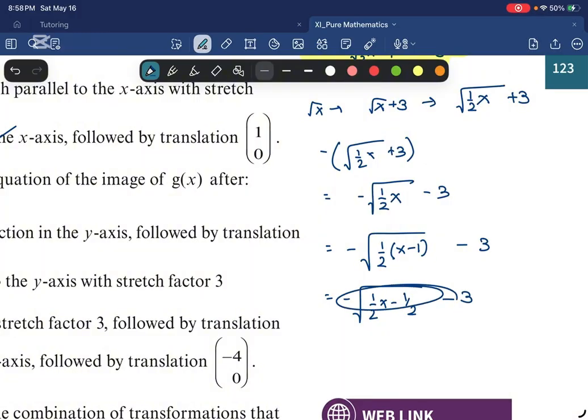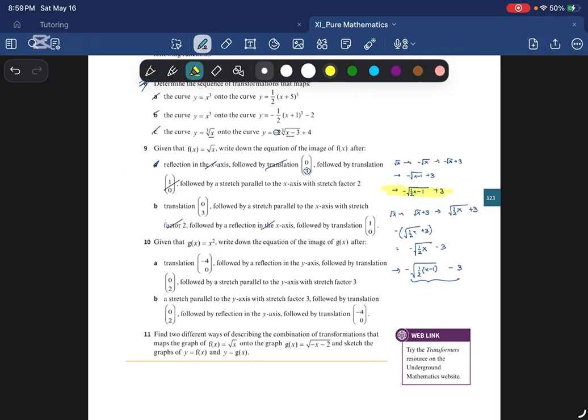Or actually, you don't need to simplify this. You can just write it like this. This is going to be your final solution. When you do the final transformation, this is going to be your expression. And we're done with 9. All right.